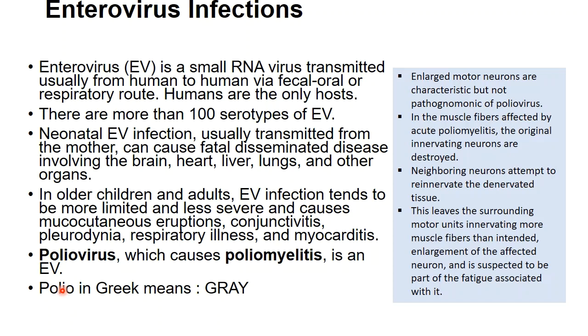Okay, so that is why the poliovirus characteristically affects the grey matter. Enlarged motor neurons are characteristically but not pathognomonically affected by the poliovirus. In the muscle fibers that are affected by acute poliomyelitis, the original innervating neurons are destroyed, and neighboring neurons reattempt to innervate the denervated tissue. This leaves the surrounding motor units innervating more muscle fibers than intended, and enlargement of the affected neuron is suspected to be a part of the fatigue associated with poliomyelitis.